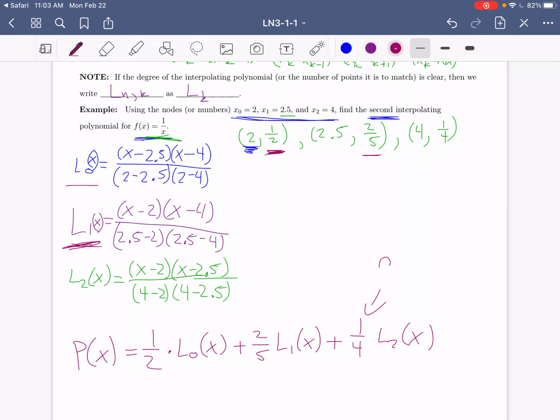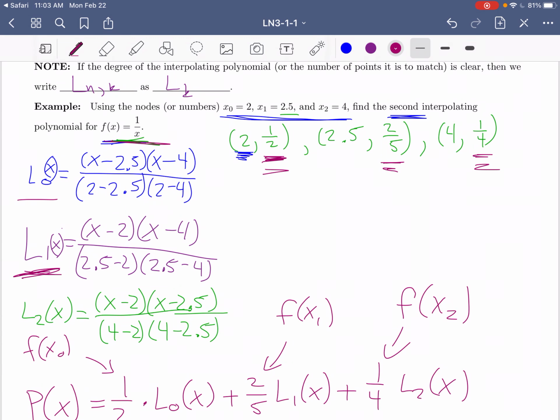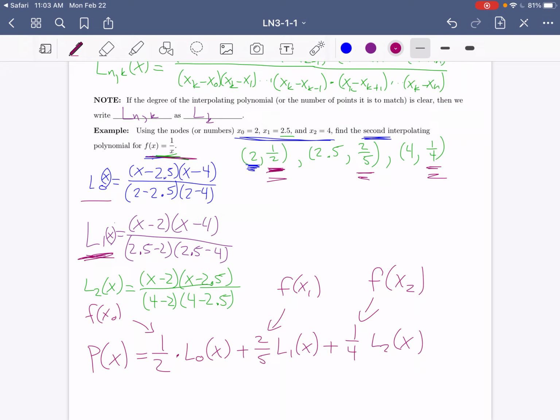Remember, this is coming from the function value at x2. And this is the function value at x1. And this is the function value at x0. Right? So those are the values that we identified up above just by plugging those points in. So those are known values for this polynomial that we had.